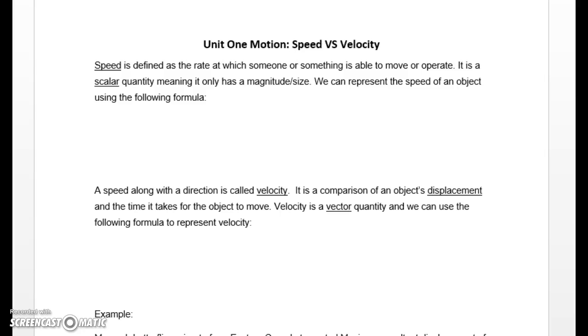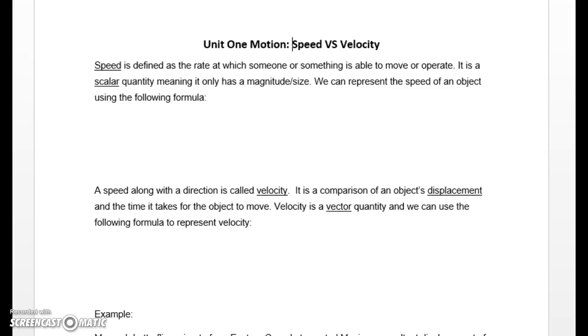In this video we're going to talk about speed versus velocity. Speed is defined as the rate at which someone or something is able to move or operate, and it is a scalar quantity, which means that it only has a magnitude or a size, and then it's got some units attached to it. For example, if you were to take a ruler or a meter stick and measure something, we would get a scalar quantity, meaning our answer might be 2 meters. We have the magnitude or size of 2 along with the units of meters.